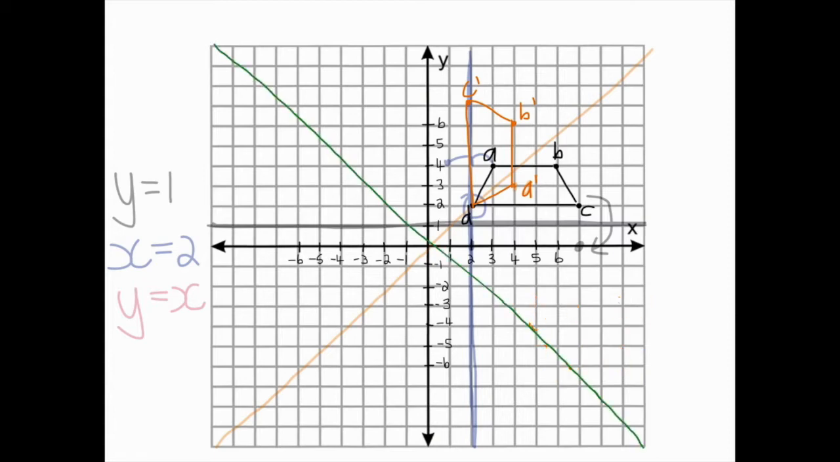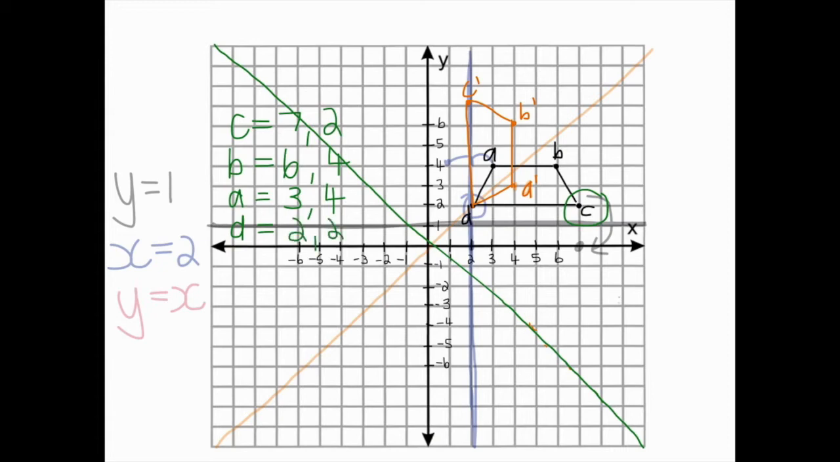So if I was to reflect the original shape, ABCD, in the black across y equals negative x, my x and y values will swap places. Like they did with C prime in orange, that C moved to C prime across that line. Your x and y values will swap places and their signs will be swapped. My C equals 7, 2. B equals 6, 4. A equals 3, 4. And D equals 2, 2.